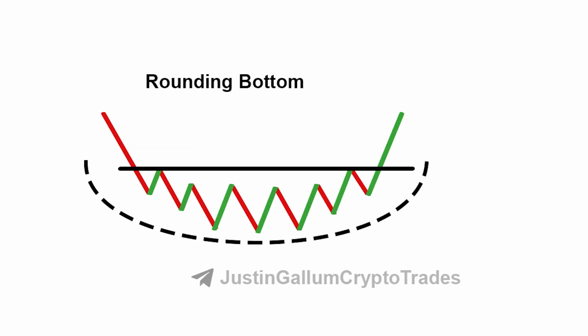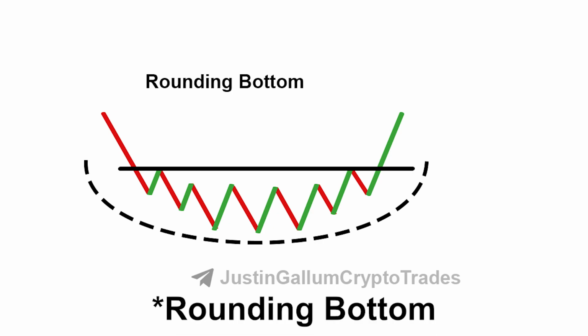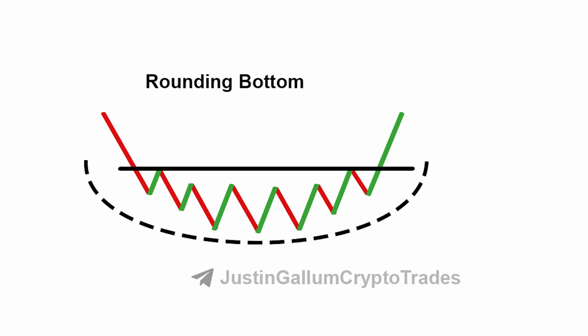Now let's also immediately look at the enemy of the rounding top, the rounding bottom. The rounding bottom is, like the name already suggests, the same as the rounding top but flipped upside down. The rounding bottom is the bullish counterpart of the rounding top.